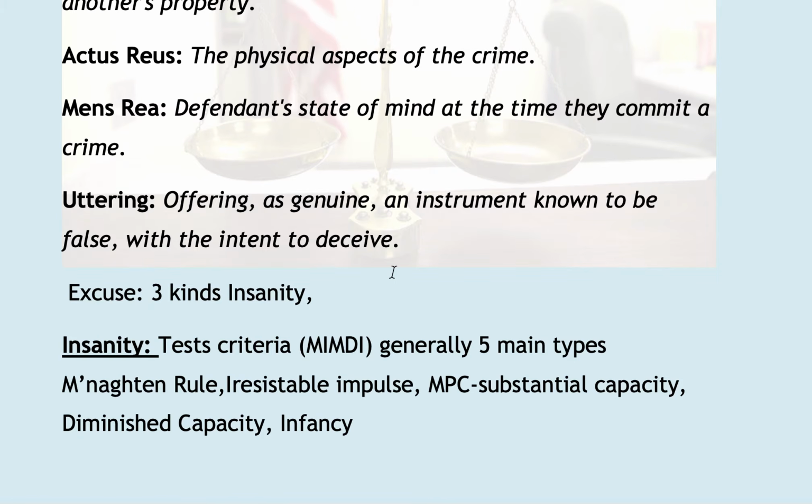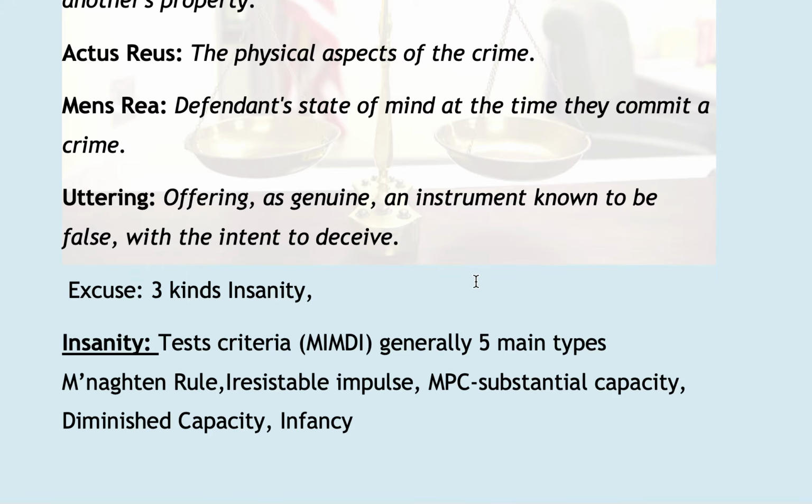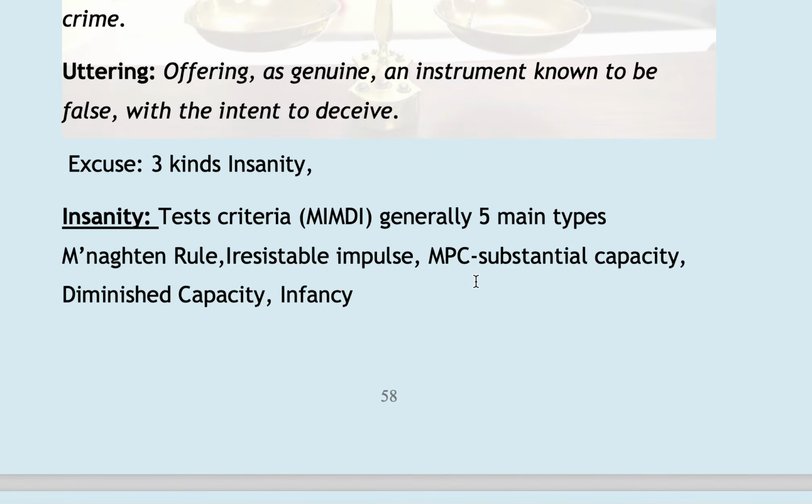By the way, I have trouble pronouncing those two Latin words. So, uttering: offering as genuine an instrument known to be false with the intent to deceive.